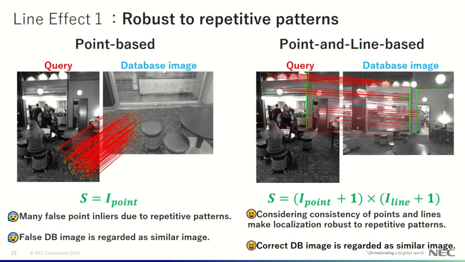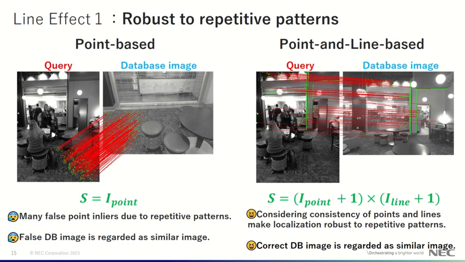Next, we show an example to explain how line correspondences improve localization. The left figure shows point matching for the database image with the highest inlier score. As you can see, this point correspondence is wrong due to the repetitive patterns of the carpet, which leads to the wrong camera pose. On the other hand, the right figure shows point and line inliers when using our pipeline. This matching is accurate, as you can see.